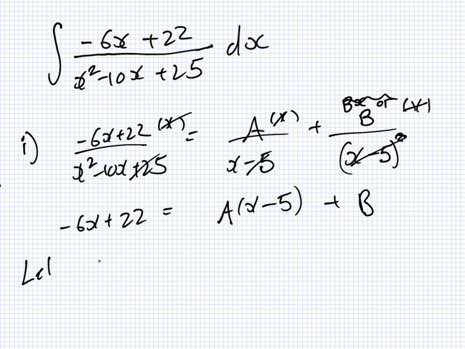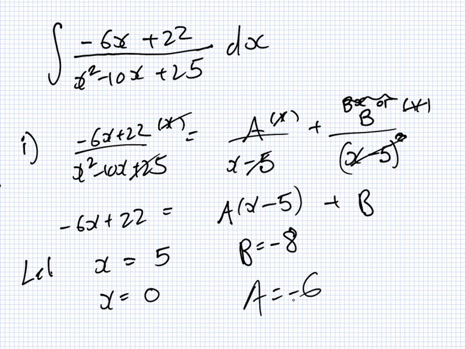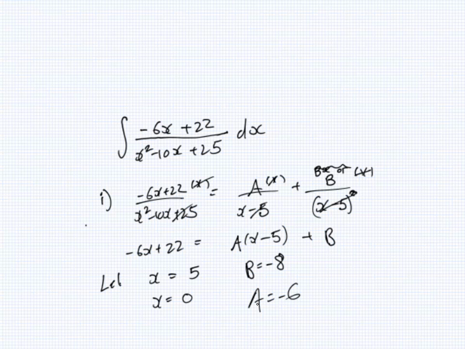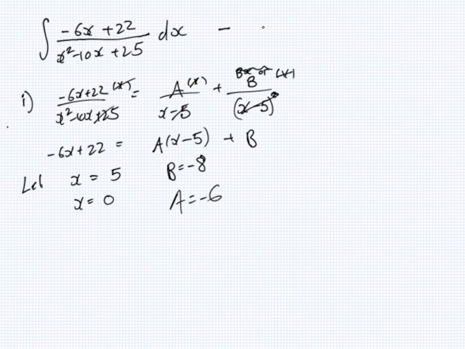Okay, so let x equal 5. That's minus 30 plus 22 is minus 8. So b equals minus 8. And then x equals 0. So that's 22 plus 8 is 30 divided by minus 5 is minus 6. Right, so let's go back to the question. This can now equal minus 6 over x minus 5 plus minus 8 over x minus 5 squared. Yeah?